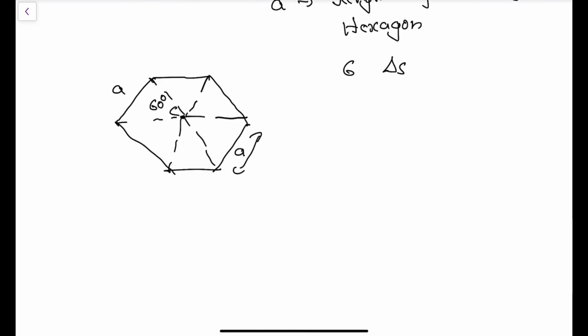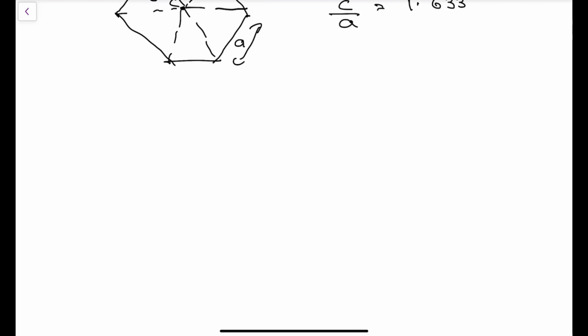And you can derive the ratio between C by A. But in this video, I am not deriving C by A. It is actually equal to 1.633. We will use this value for calculating the packing efficiency.